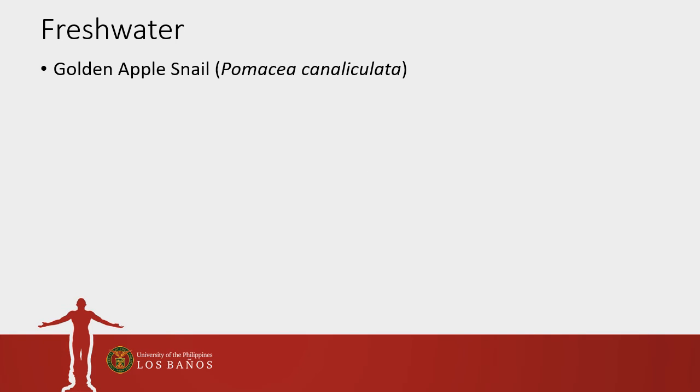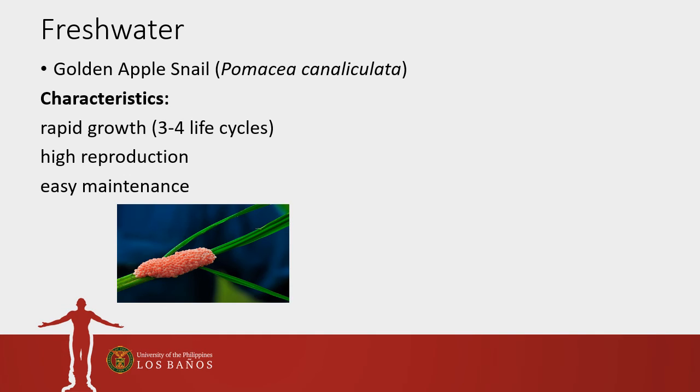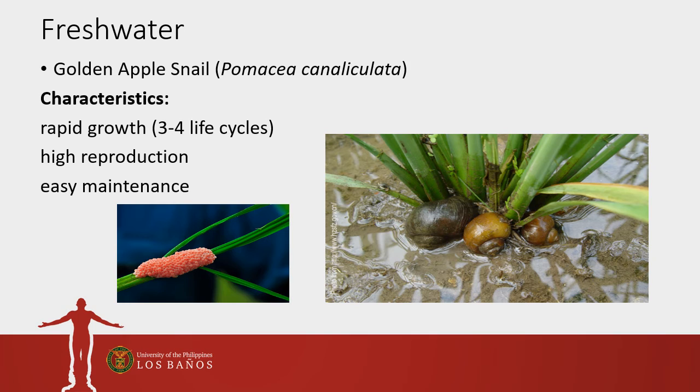The golden apple snail, Pomacea canaliculata, is a freshwater invasive alien species. It has rapid growth, high reproduction, and easy maintenance. So these are the eggs of the golden apple snail, and you may have seen this especially in rice fields. And these are the adult golden apple snails.